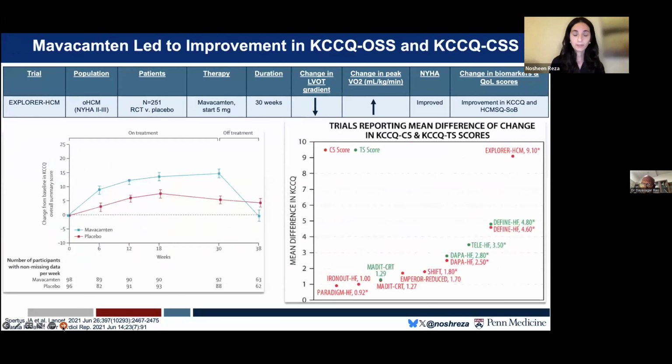And importantly, mavacamten also led to improvement in health status as measured by the Kansas City Cardiomyopathy Questionnaire overall summary score. And again, I like this diagram because it demonstrates the off-period treatment as well, where you can see that the health status score essentially returned to baseline or worse than baseline in the patients who were withdrawn from the cardiac myosin inhibitor at the end of the treatment.